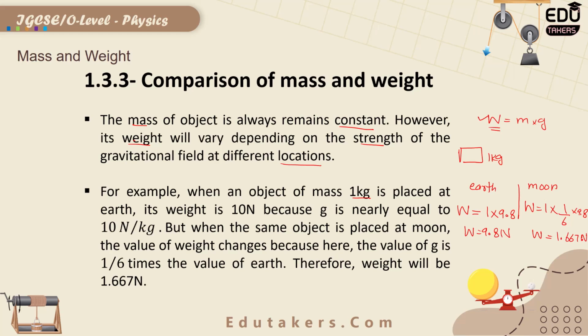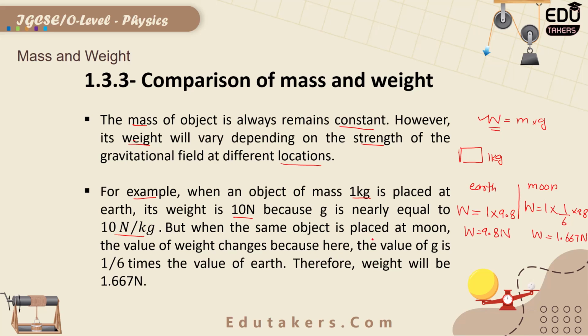That's why the value of mass remains fixed on each planet, but the weight varies depending upon the value of the gravitational field strength. The same is given here. For example, when an object of mass 1 kilogram is placed at earth, its weight is 10 Newton because G is nearly equal to 10 Newton per kilogram. Instead of considering 9.8 meter per second square gravitational field strength, here I consider 10 meter per second square. That's why the weight comes to be 10 Newton.